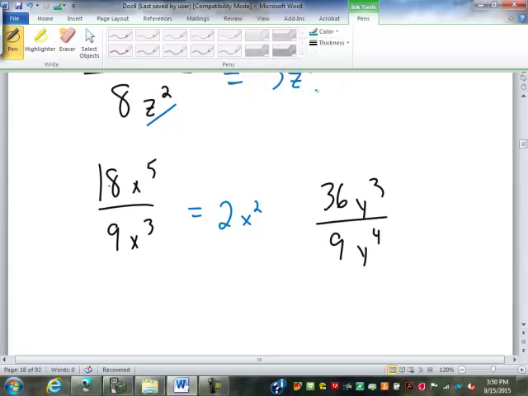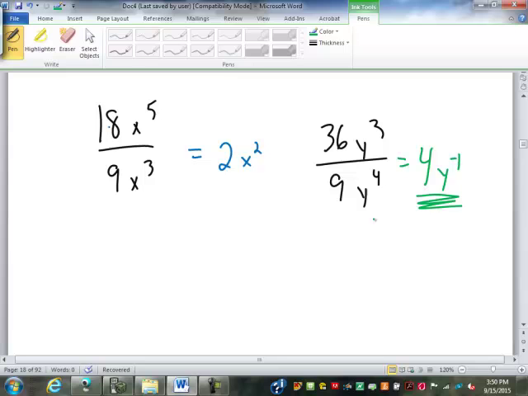How about this one? 36 divided by 9 is 4. Y to the 3rd divided by y to the 4th. Y to the negative 1. 3 minus 4 is negative 1. We're going to talk about that more later. Didn't know we could have negative exponents? We'll show you here.